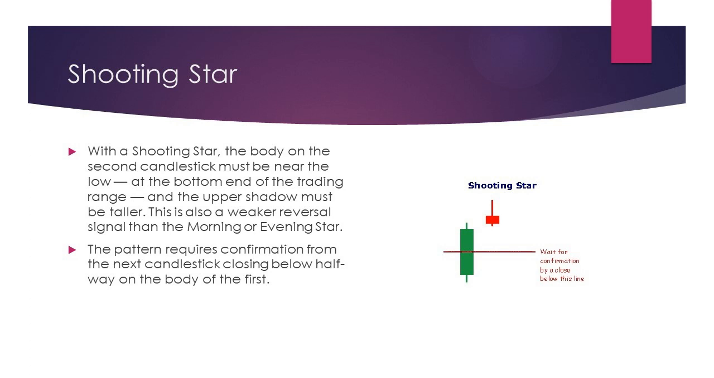The candlestick resembles a small candle with a long tail pointing upward, which gives it the appearance of a shooting star. The formation of a shooting star suggests that buyers pushed the price higher during the trading session, but eventually, sellers took control and pushed the price back down. This indicates a strong selling pressure and a potential reversal in the market direction. The pattern requires confirmation from the next candlestick closing below halfway on the body of the first.